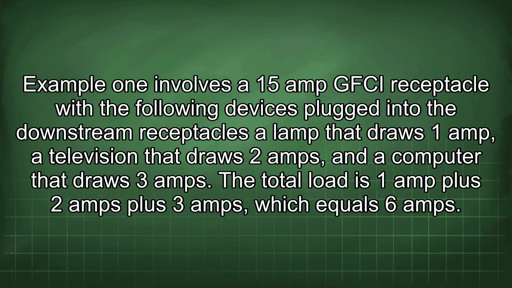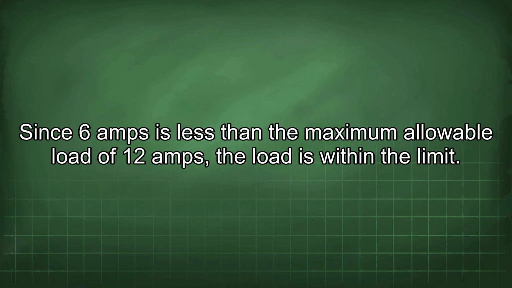Example 1 involves a 15 amp GFCI receptacle with the following devices plugged into the downstream receptacles: a lamp that draws 1 amp, a television that draws 2 amps, and a computer that draws 3 amps. The total load is 1 amp plus 2 amps plus 3 amps, which equals 6 amps. Since 6 amps is less than the maximum allowable load of 12 amps, the load is within the limit.